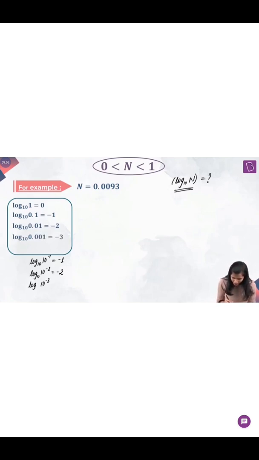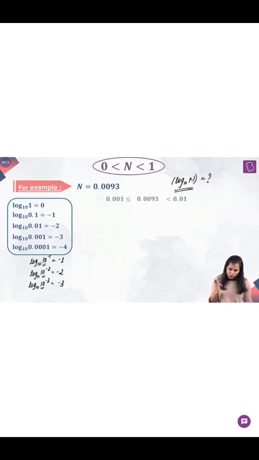Log of 10 to the power minus 3, which is minus 3, and so on. So these are some inputs between 0 and 1 whose common log values we know. We'll use these values to compute the common log value of this random input between 0 and 1. How? Same strategy. First task is to fit this in between any two consecutive negative powers of 10.